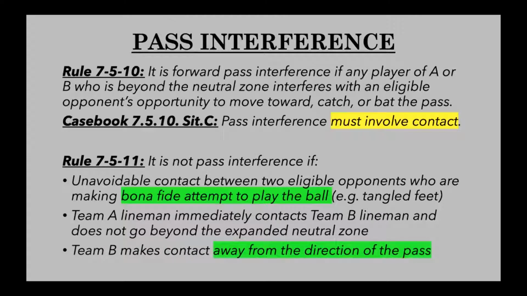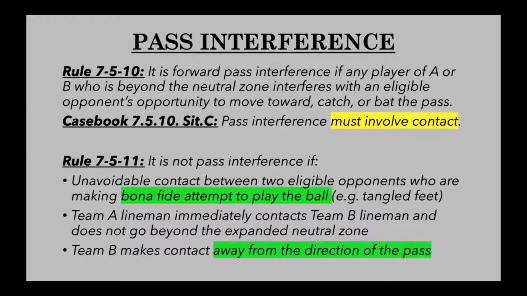Also, even though we don't have an uncatchable rule, if Team B makes contact, which otherwise would be pass interference, but it's clearly away from the direction of the pass, we're not going to have pass interference in that situation. So we know those things. But what do we do when we need to decide if something we see is pass interference? The rule doesn't help us.